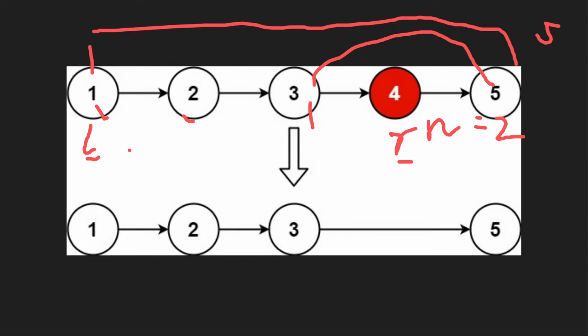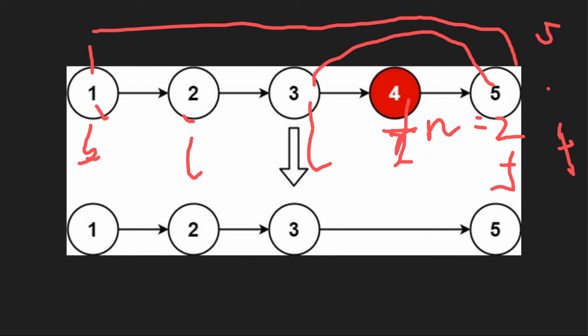So we're going to prepare, I'm going to call it a slow pointer and a fast pointer. The fast pointer is going to be 4, and this is the slow pointer, and this is the fast pointer. So next we're going to move it. This is the slow pointer, this is the fast pointer. And next we're going to move it one step. And this is the fast pointer.